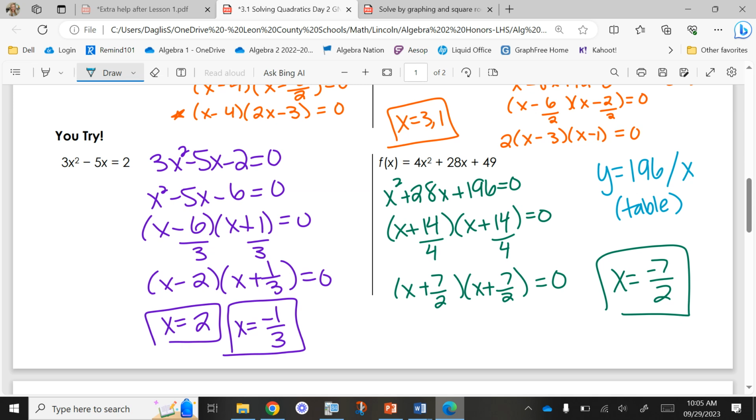So then you had to slip the 4 back out of them. So they both become x plus 7 over 2 is how that simplifies. So you only have one solution at negative 7 halves. So this is a special parabola, right? That's also the vertex. Okay, so this one is sitting on the x-axis. Oh yeah, don't forget, if you slip, you gotta slide. Don't forget to slide.